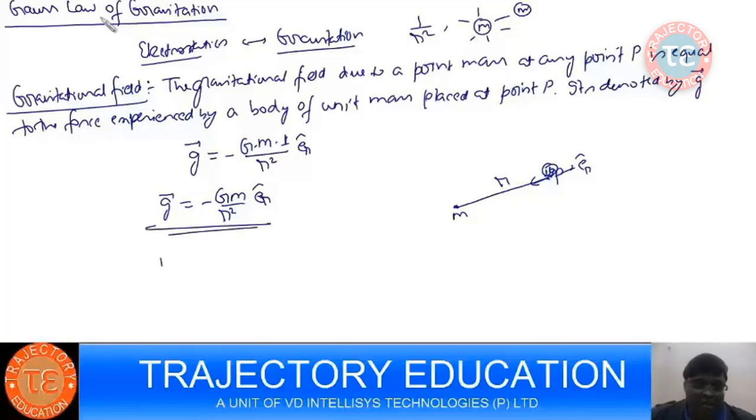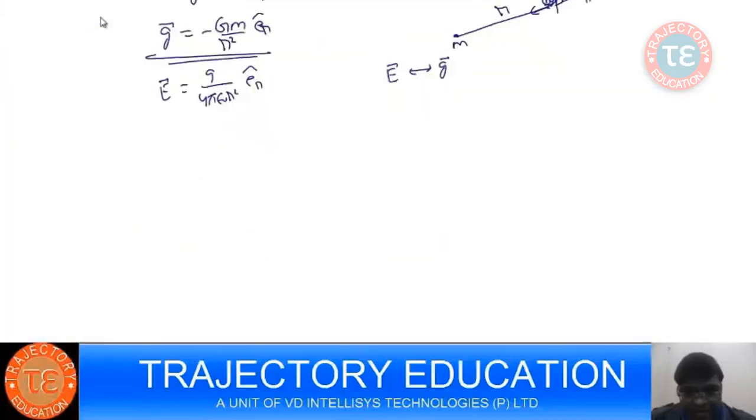You see a clear analogy. In the case of electric field, it was Q upon 4 pi epsilon naught r square r-hat. So there is an analogy: E is analogous to g, Q is analogous to mass m, and epsilon naught is analogous to 1 upon 4 pi G.